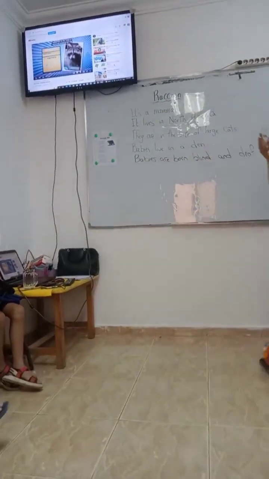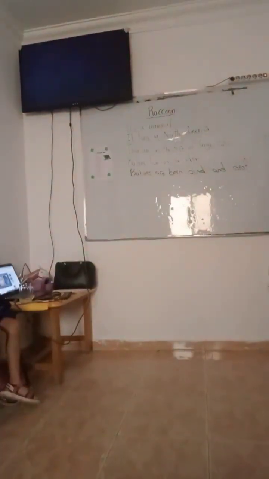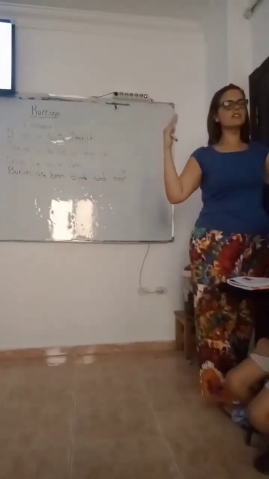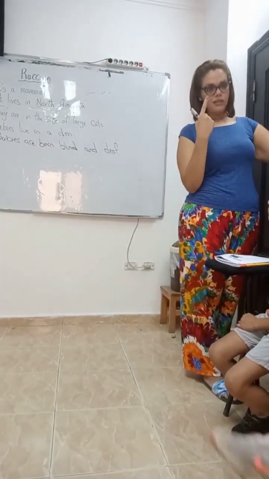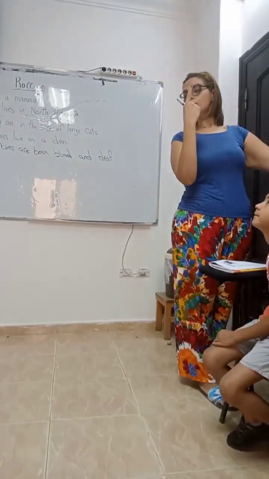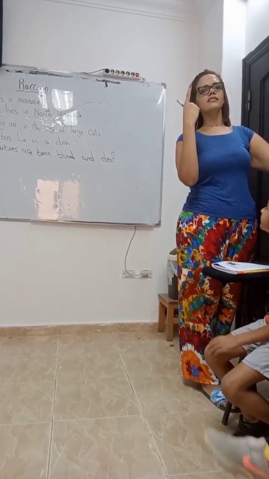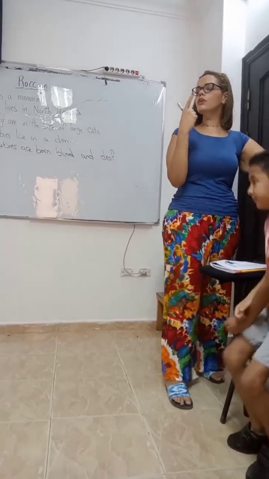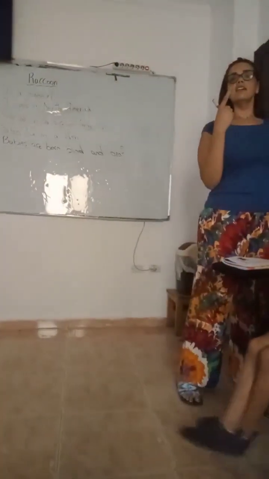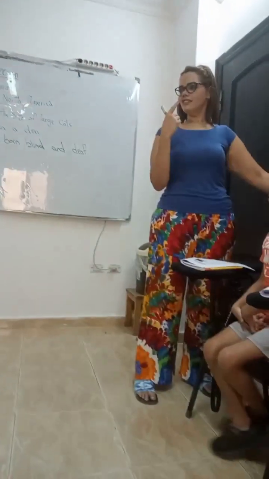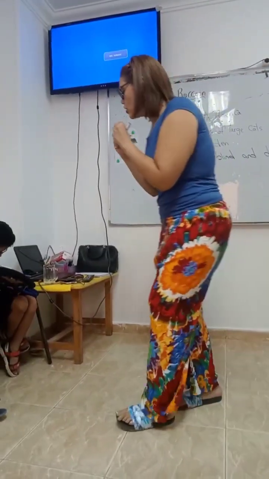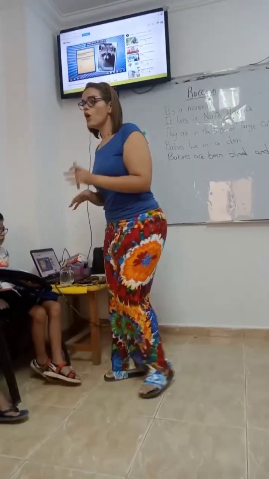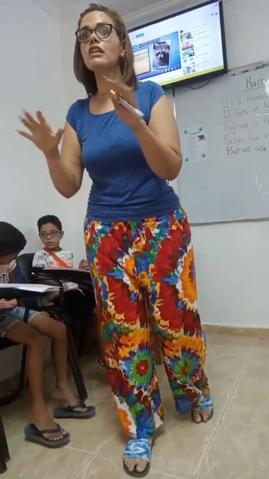In darkness. Guys, what does the word darkness mean? We are in darkness. What is this? Darkness. And now, what is this? Light. So what is the antonym of the word light? Darkness. You got the point? So the raccoon walks by night in darkness when everyone is sleeping. Okay, continue.